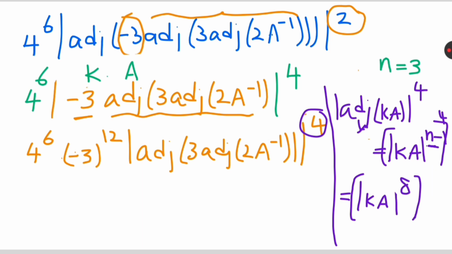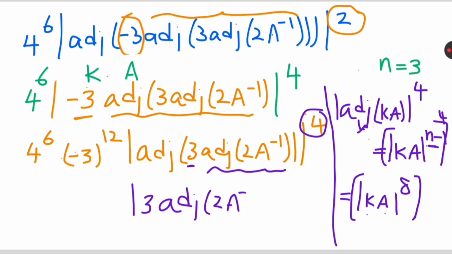So after applying the first property for this determinant, we got this, which is determinant of KA. Here K is nothing but 3. So 3, A is nothing but this expression. Then whole raised to the power of 8. At front we have 4 raised to the power of 6. And here minus 3 whole raised to the power of 12. 12 is an even number. So automatically this negative value turns into a positive. Then it becomes 3 raised to the power of 12.